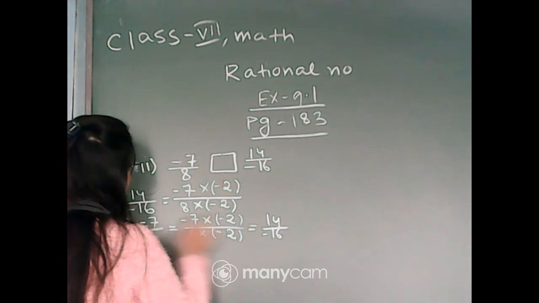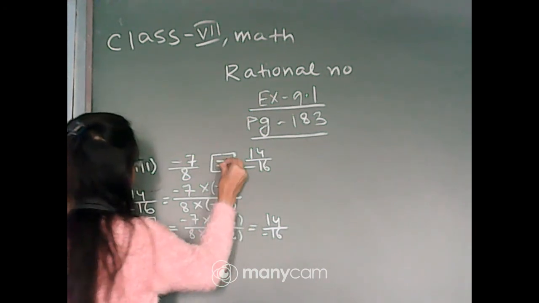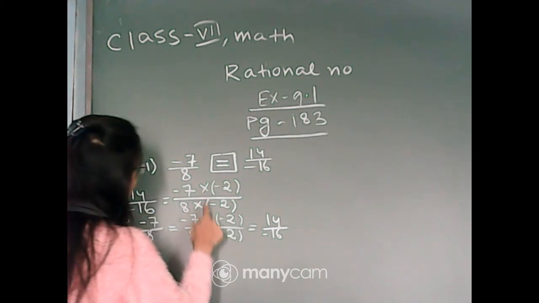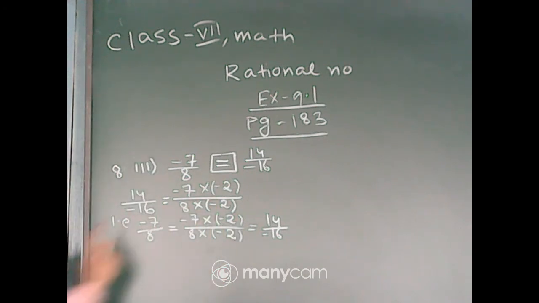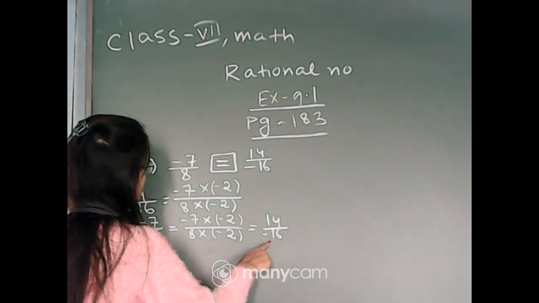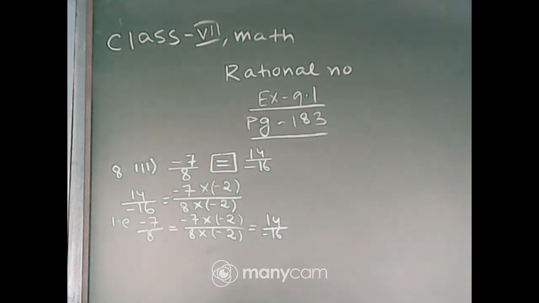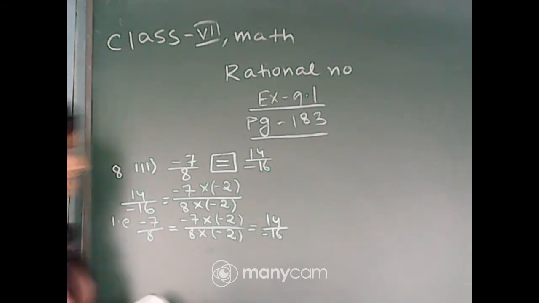So here the sign is equal to. Clear? We find that minus 7 divided by 8, when we multiply both the numerator and the denominator by minus 2, gives 14 divided by minus 16. So here these two rational numbers are equal. Okay. Next, question number 6 of 8.